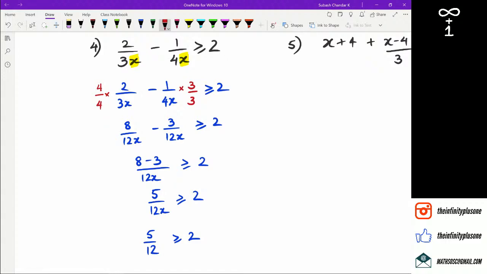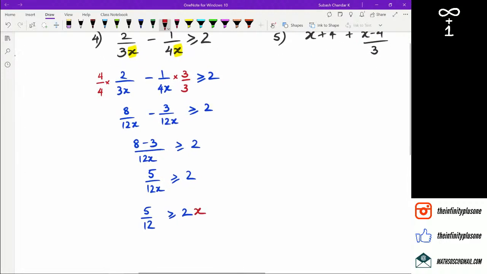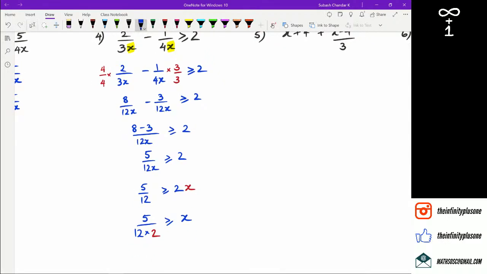And that means it comes to the numerator, which means it's x up there. And now I've got to get rid of that 2. So I've got 5 over 12 times by 2 here. So basically what ends up happening is that my answer will become 5 over 24. So x is less than or equal to 5 over 24.